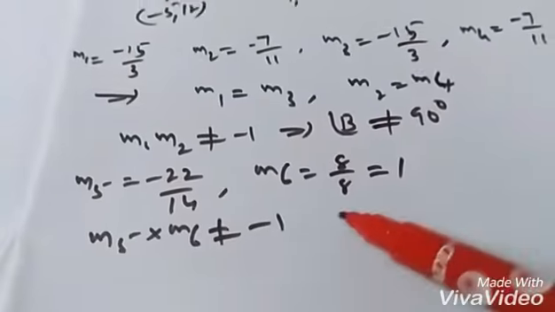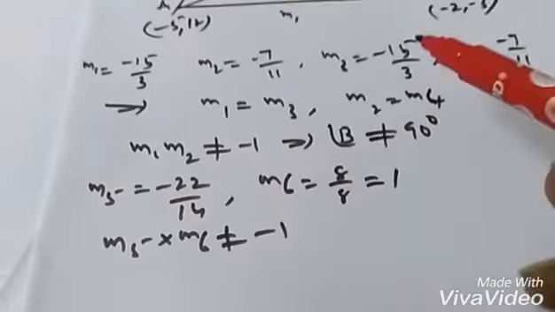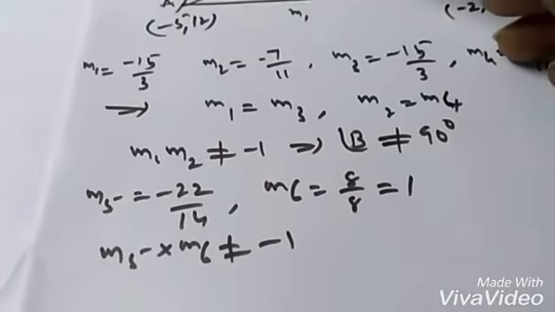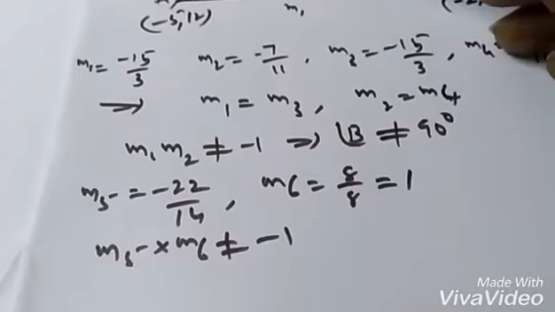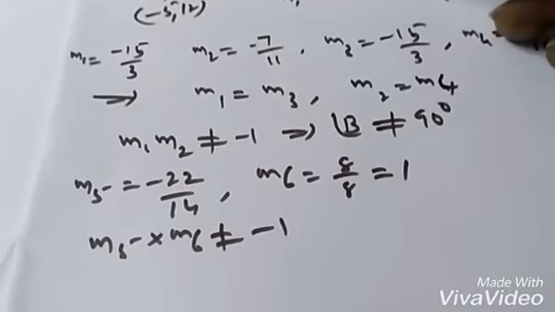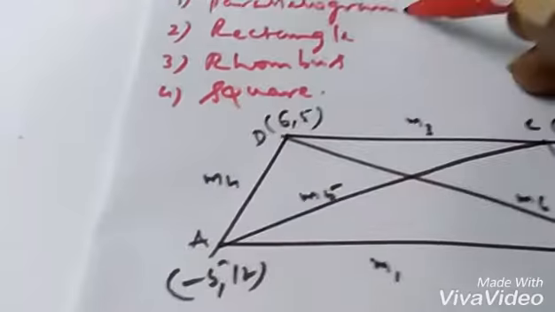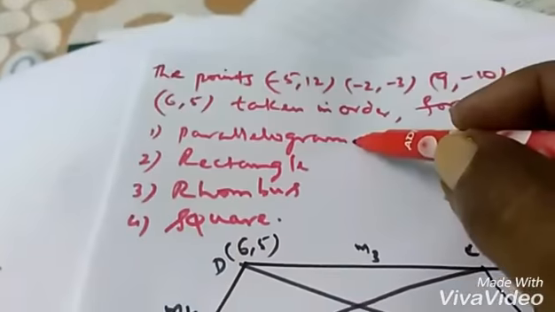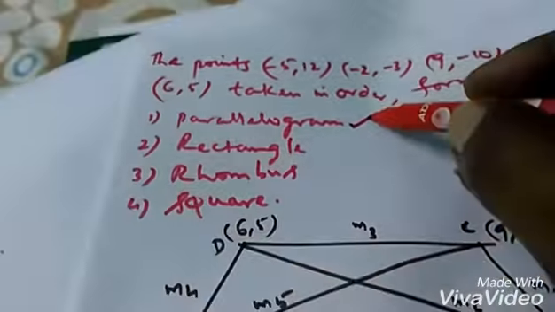Now M5 into M1 is not equal to minus 1. That means here it is not 90 degrees. So as it is not 90, it can't be a rhombus. So the only one left over is parallelogram. Therefore, the option is 1, that is parallelogram, right?